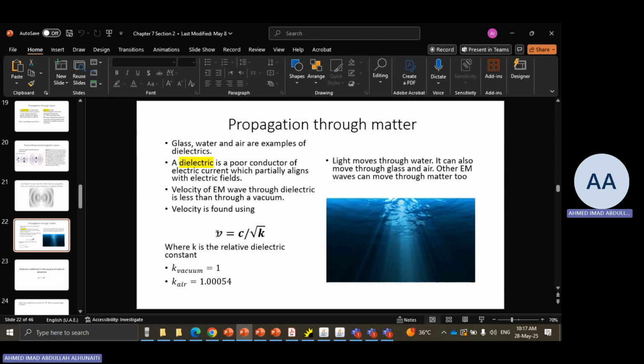So if you were trying to determine the speed of light through a vacuum, you would plug in v equals c over the square root of 1, which equals c, which makes sense. The speed of light through a vacuum equals the speed of light through a vacuum. In air, I'm referring to the dielectric constant, the value is a little bit greater. If you plug that into this formula, then you will get a slightly smaller speed than you would see for a vacuum.